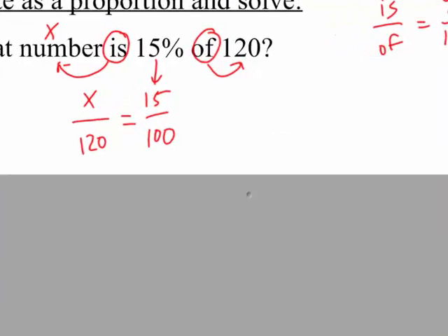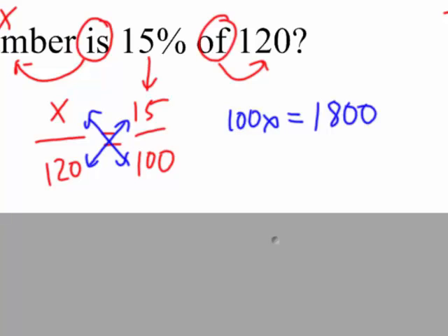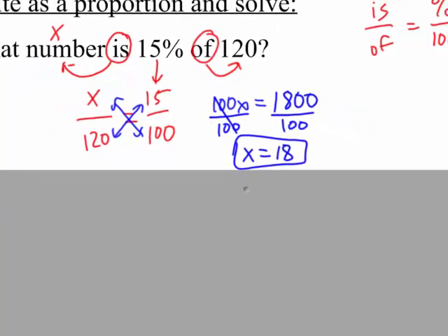There we go. And remember, you can solve just like we did before, algebraically or with the cross product. I'm kind of a cross product machine, so I like to do that. So 100 times x equals 120 times 15, which is 1800. And to solve for x, I divide by 100. So x would equal 18, just like that.